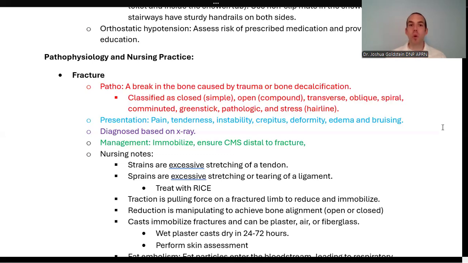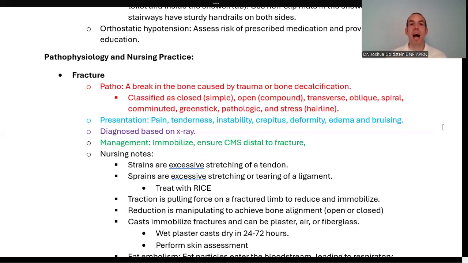The management is almost always going to be to immobilize the fractured bone and to ensure that the patient has good pulse, good motor, and good sensation distal to the fracture. So if the patient has, let's say, an ankle fracture, we always have to check their toes to make sure they do have good circulation at that extremity, that they still have sensation at that extremity, not just from the injury. Also, if we're putting a cast on, we definitely have to make sure that we're assessing their pulse, motor, and sensation both before we put on the cast and afterwards.